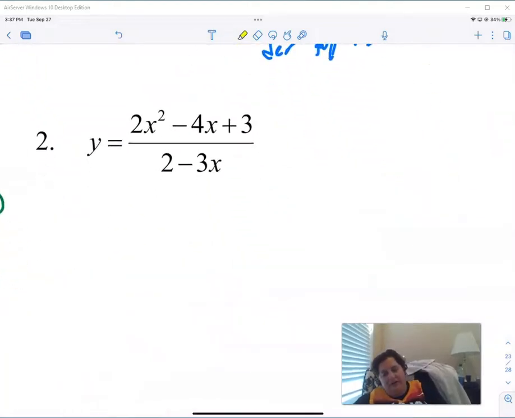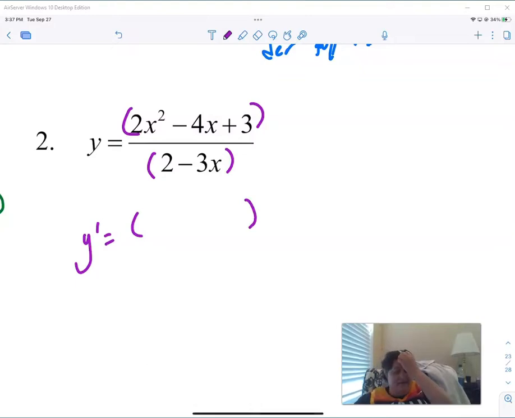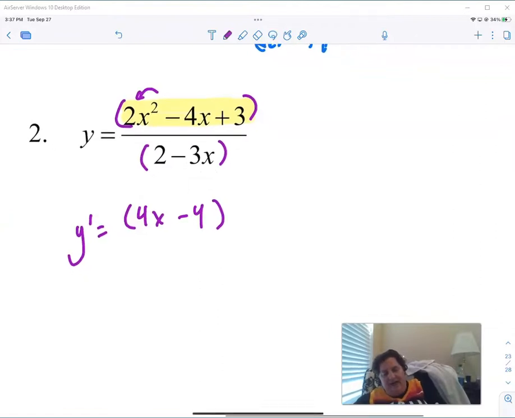We have two functions here. I've got a top and a bottom. Okay, I start with derivative of the top. So I'm taking the derivative of this. That's going to be 4x minus 4. Okay, derivative of the top times the bottom. I leave the bottom exactly the way it is. And then I put a minus.